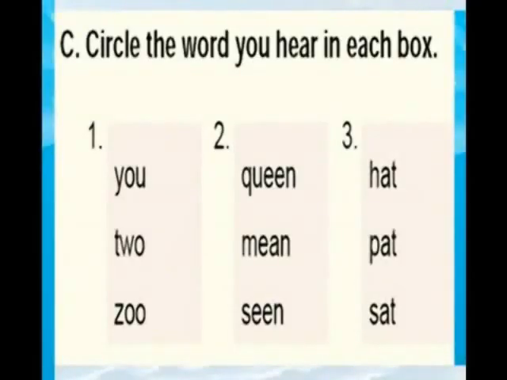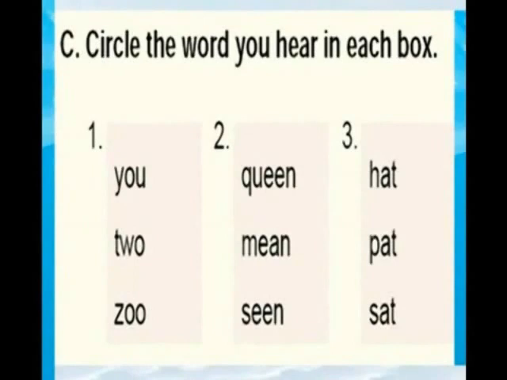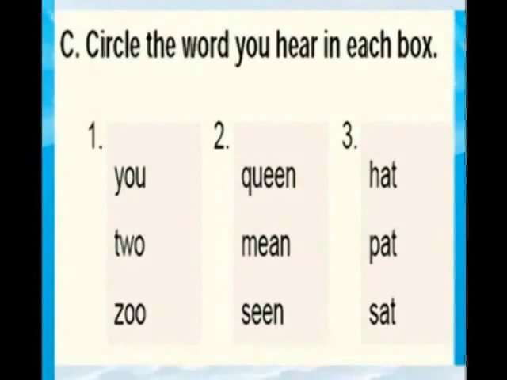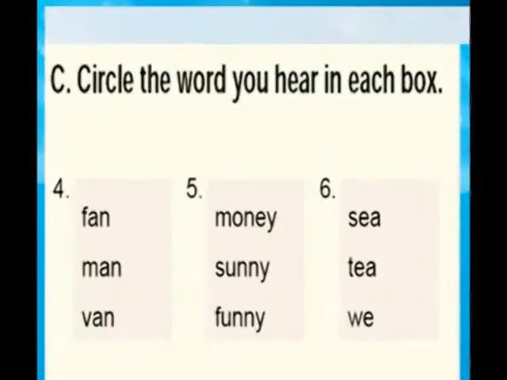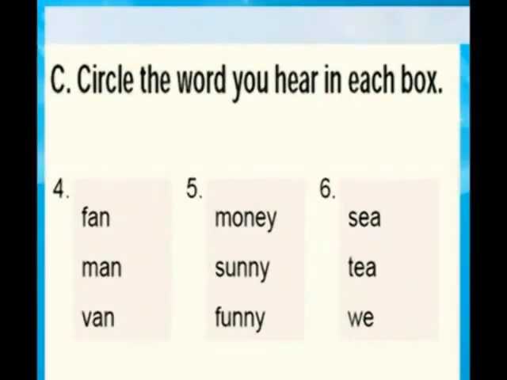Task C. Circle the word you hear. Box 1. 2. Box 2. Queen. Box 3. Sat. Box 4. Van. Box 5. Money. Box 6. We.